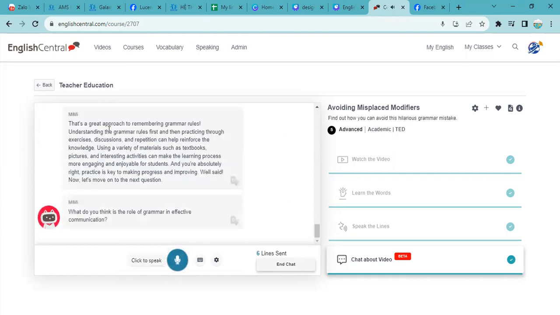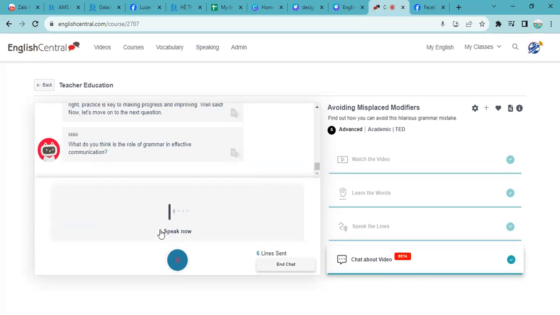So that's a great approach to remembering grammar rules: understanding the grammar rules first, and then practicing through exercises, discussion, and repetition can help reinforce the knowledge. Using a variety of materials such as textbooks, pictures, and interesting activities can make the teaching process more engaging and enjoyable for students. And you are absolutely right. Practice is key to making progress and improving. Well done. So what do you think is the role of grammar in effective communication? The role of grammar.